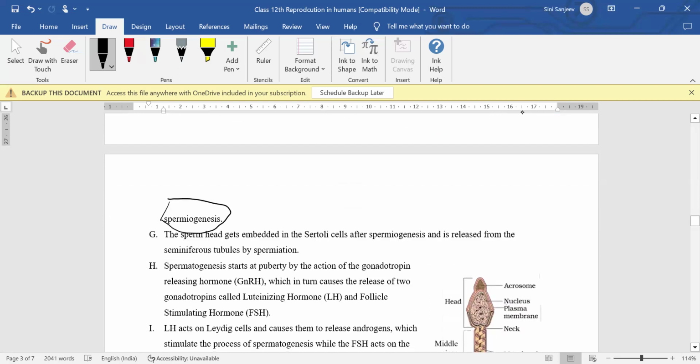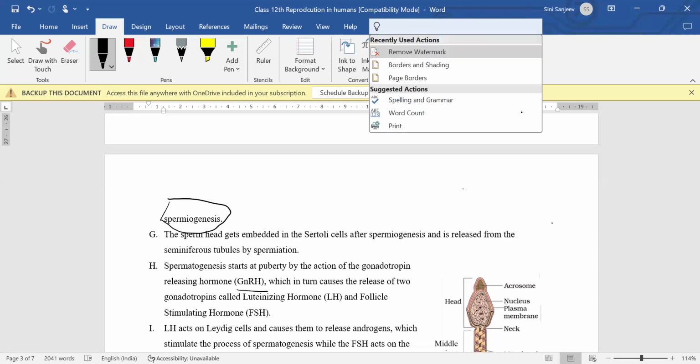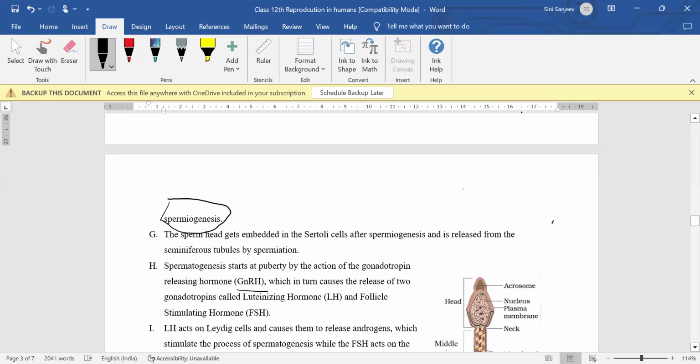Here the hormones which play an important role are GnRH, which is the gonadotropin releasing hormone, as well as LH and FSH. That is luteinizing hormone and follicle stimulating hormone. Only if these hormones are there will the spermatogenesis process start, and a mature sperm will be produced, right?